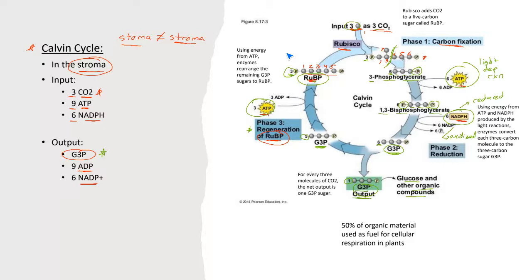Okay, and 50% of the organic material is used as fuel for cellular respiration in plants. So 50% of this stuff, the glucose that is made, is going to be used by these plants, and the rest is going to be used for all of us. And that, ladies and gentlemen, that is the carbon cycle.